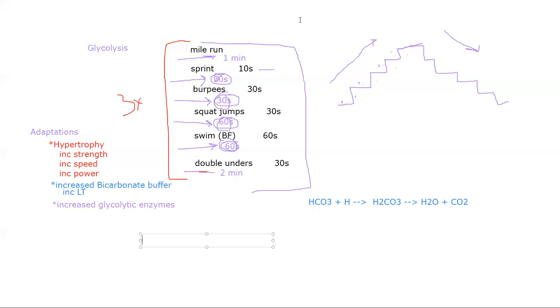Okay, so these adaptations you get from training in glycolysis, how does this compare to the adaptations from training in the ATP-PCR system? Hypertrophy. ATP-PCR system, its primary adaptation is just hypertrophy with increased strength, speed, and power. And then with glycolysis, not only do you have hypertrophy, but you also have increased bicarbonate buffer and glycolytic enzymes.